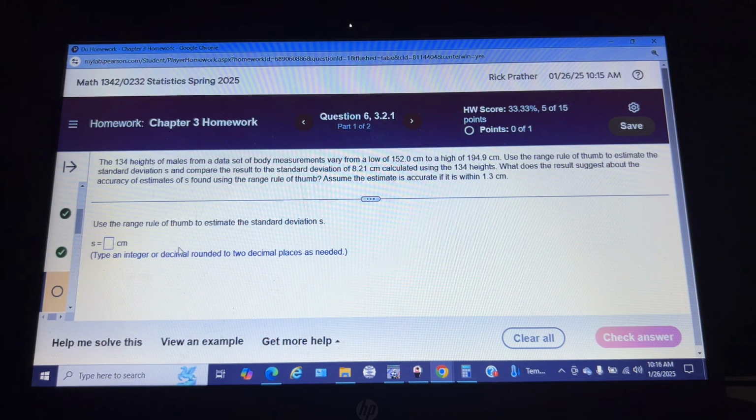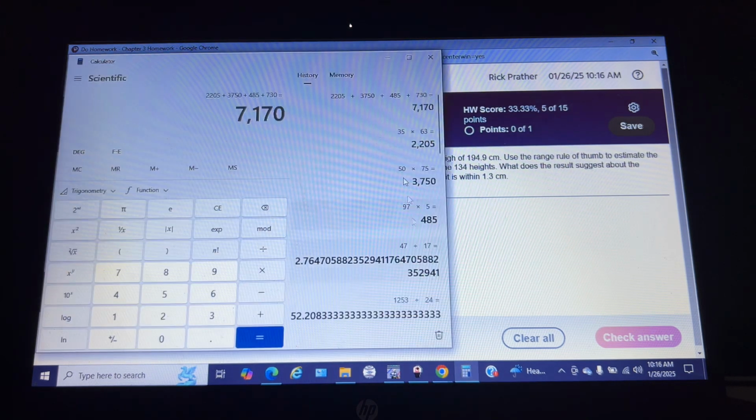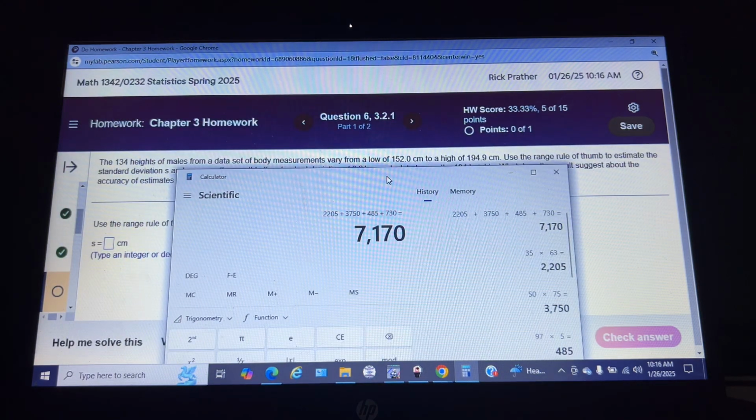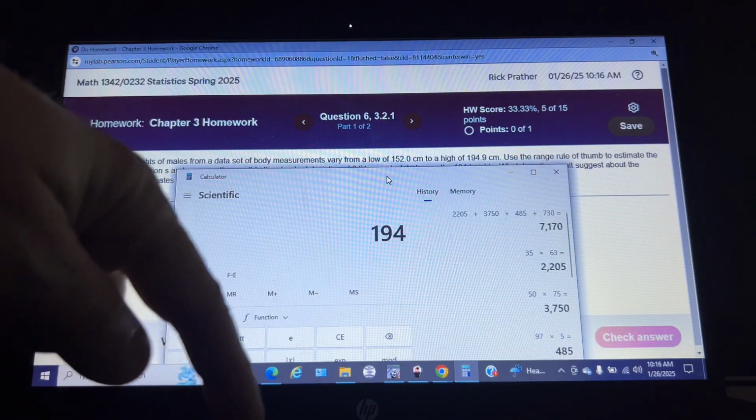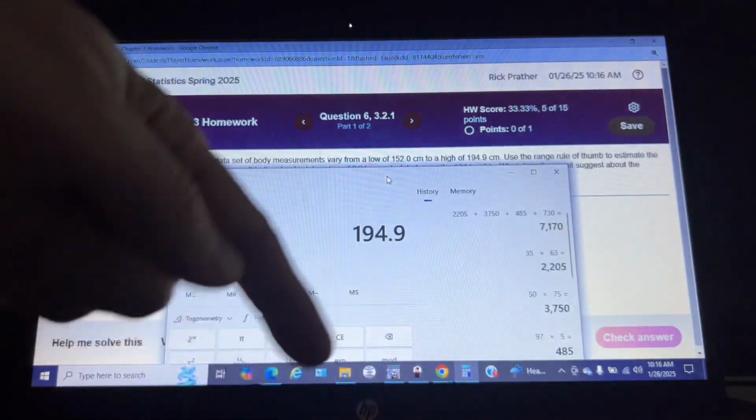Okay, so the heights, 134 heights of males from a data set of body measurements vary as low as 152 and to a high of 194.9. Use the range rule of thumb to estimate the standard deviation. So the range rule of thumb says take the range. This will give you a rough idea of standard deviation because finding standard deviation, actually calculating it, takes a long time. So if somebody wants a rough estimate, it's often not extremely close, but it can give you a fair idea.